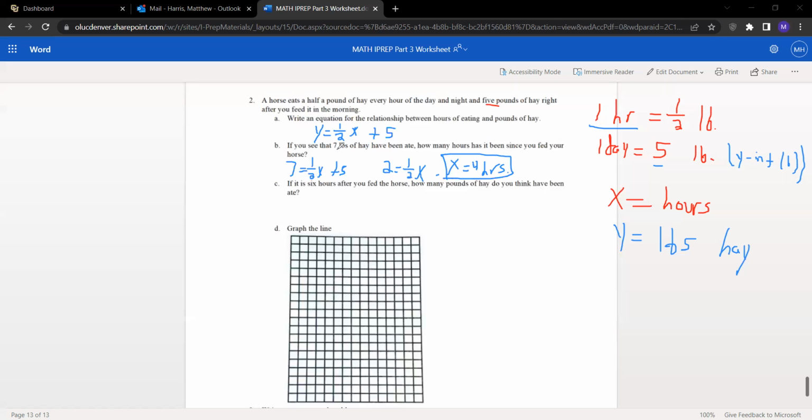So for 7 pounds of hay, it's been 4 hours, right? Because we started with 5. Every hour is a half a pound. So it's been 4 hours to add 2 pounds.